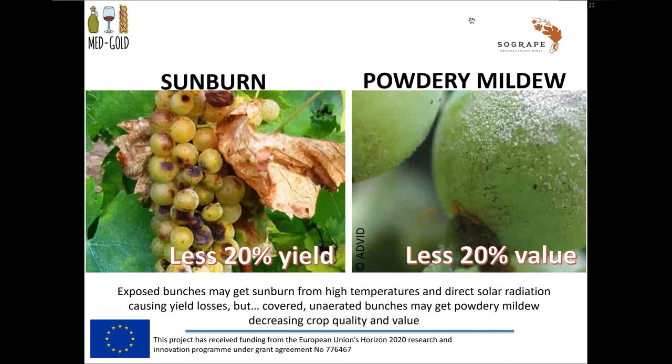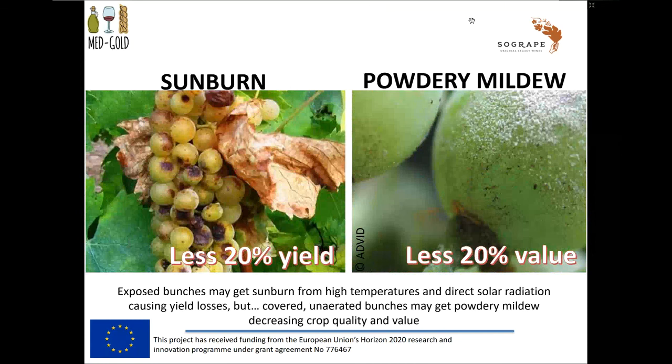The downside of that, especially in warm regions and in warm years, and now more and more with climate change, is that when you do that, you expose the bunches to sunlight. And that is great because it will kill the fungus, but has the side effect that if temperatures are too high or too prolonged, as in the case of heat waves, you will also get sunburn on the berries. So for a grower in an area like this, there is always a balance and something that he has to take into consideration when addressing the prevention of powdery mildew, which is the risk of getting sunburn. And the losses can be pretty much equivalent in terms of quantity.